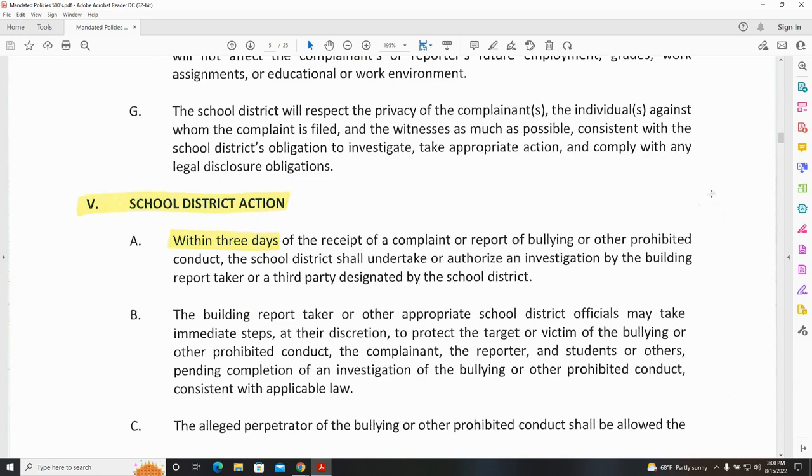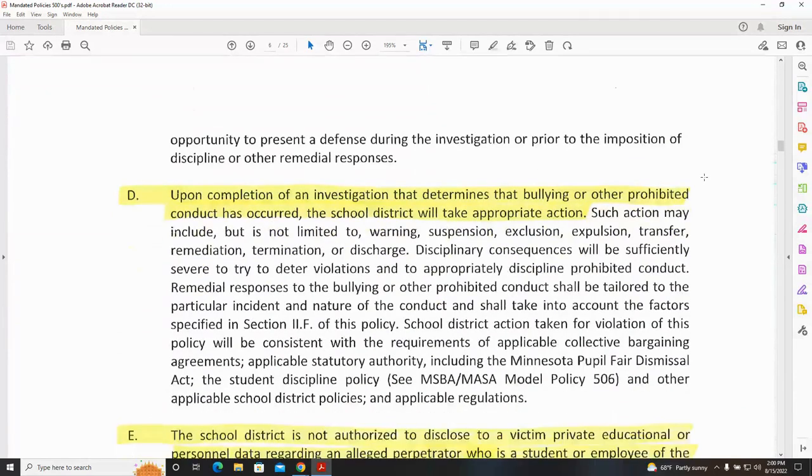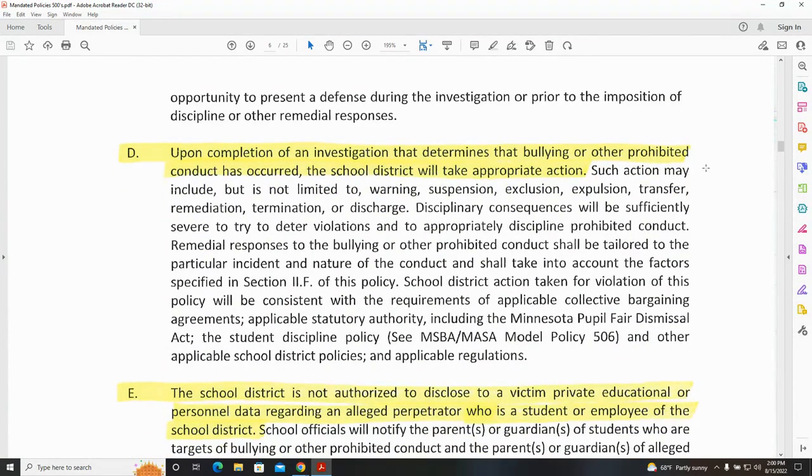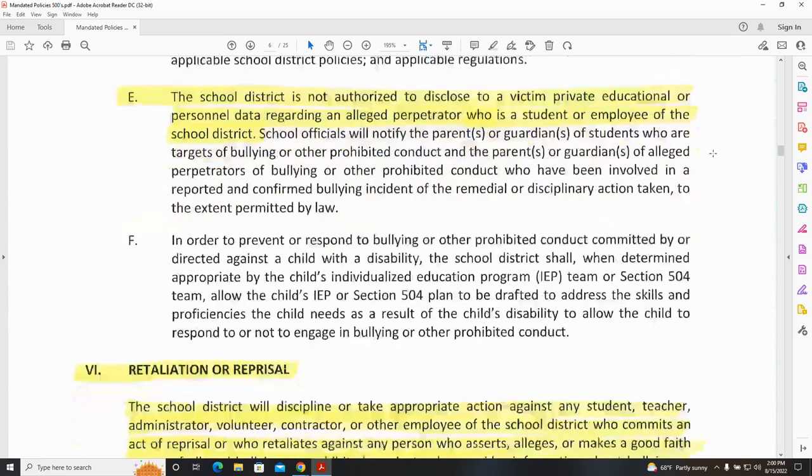School district action: we do an investigation and we want to take action within 3 days. Upon completion of an investigation, the school will determine that bullying or other prohibited conduct has occurred, or maybe it hasn't. And if it has, the school district will take appropriate action based on the conduct itself. The school district is not authorized to disclose to a victim private educational or personnel data regarding an alleged perpetrator. But again, oftentimes we're having those conversations. But again, in the strictest sense, it's considered confidential information.